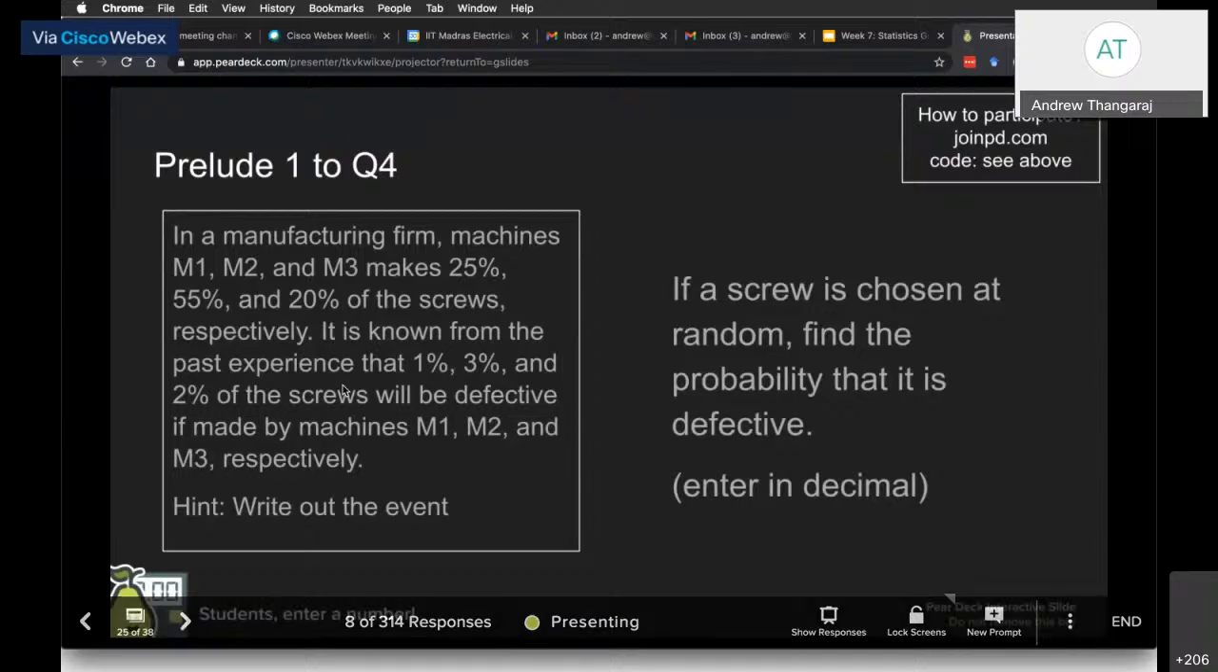Okay. So this is the way in which you can model how things are working. From a statement like this, you have to pick up the conditional probability of defective given that the screw came from machine one to be 1%.